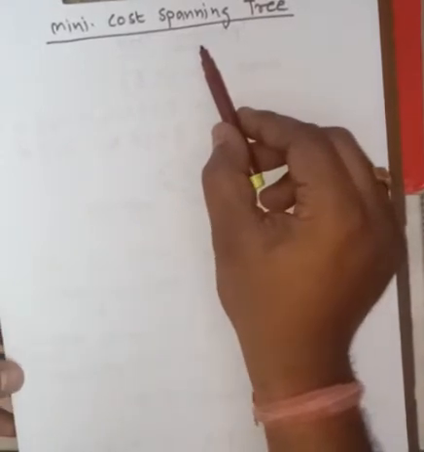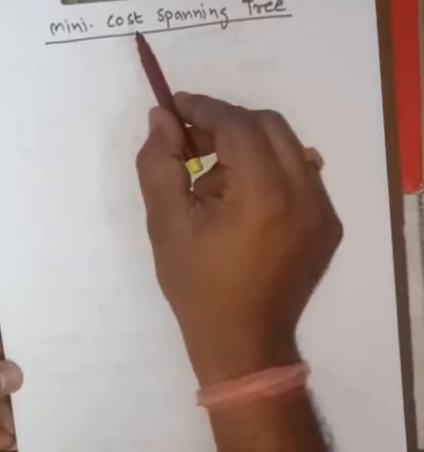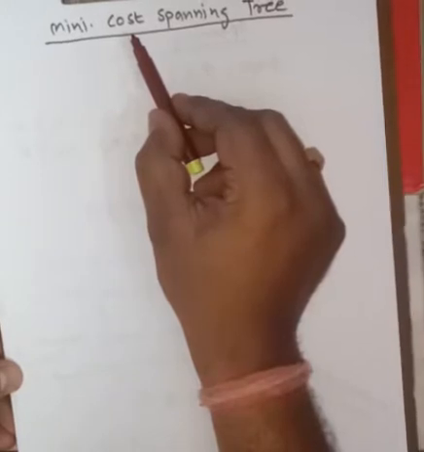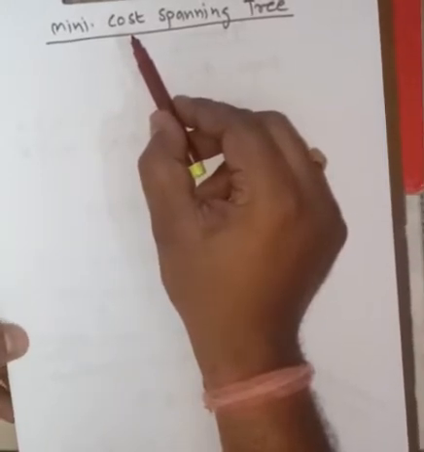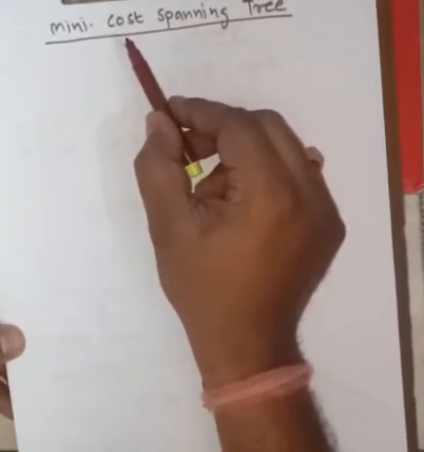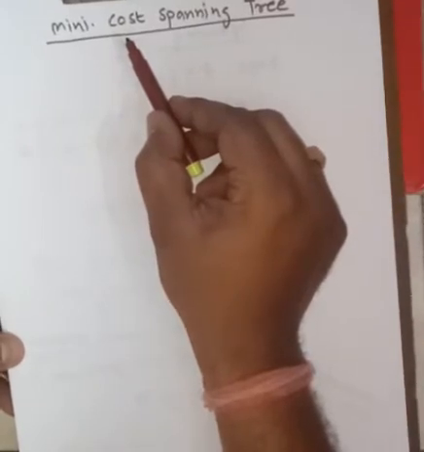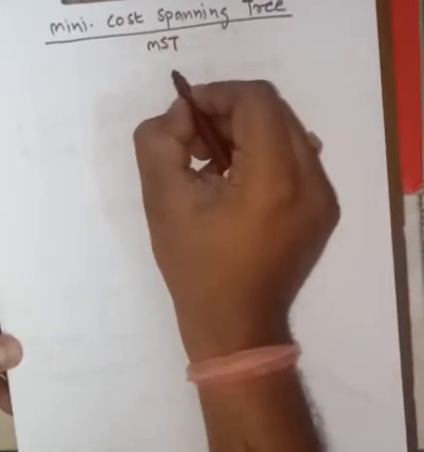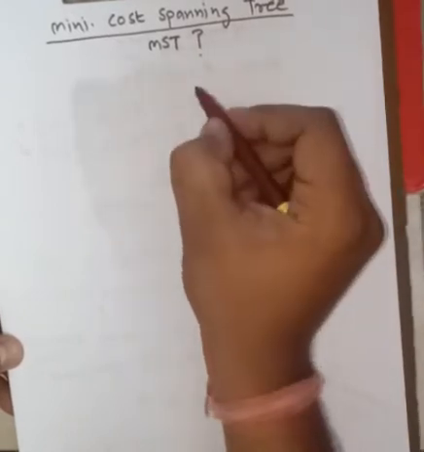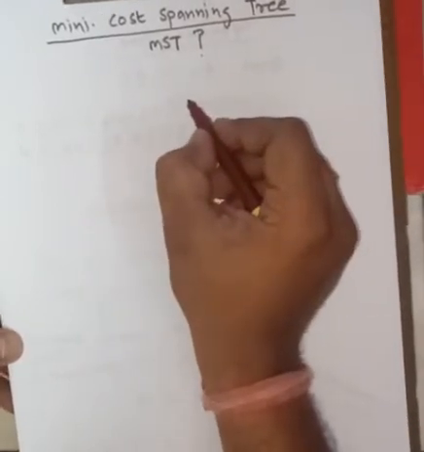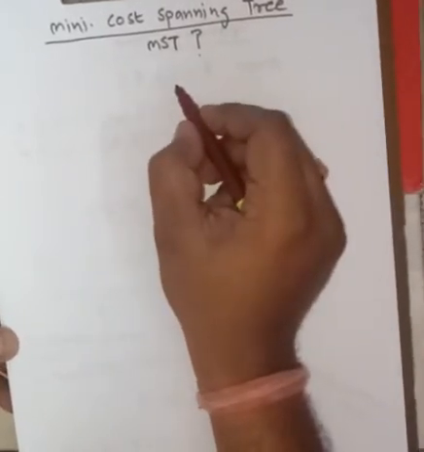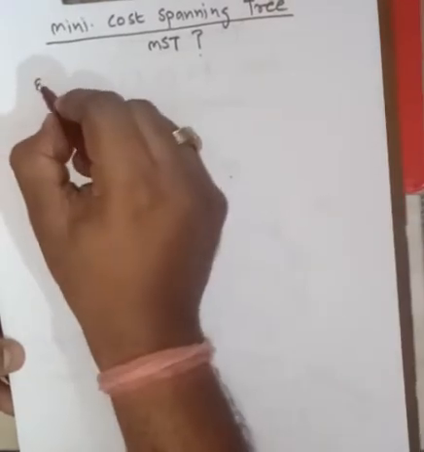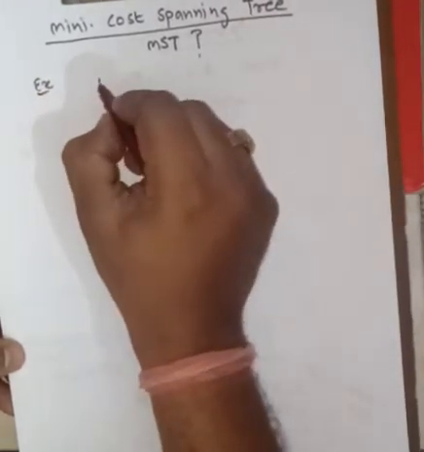Now when a cost or weight factor is attached to the edges of the graph, there is a problem to calculate the minimum cost of the spanning tree. This concept is also called MST. So the problem is: find an MST for the given graph. Let's consider one example for this.